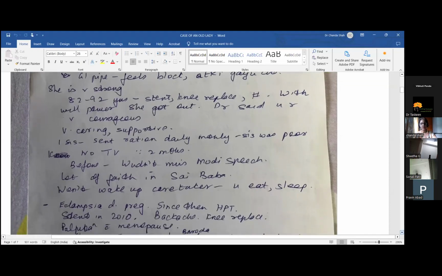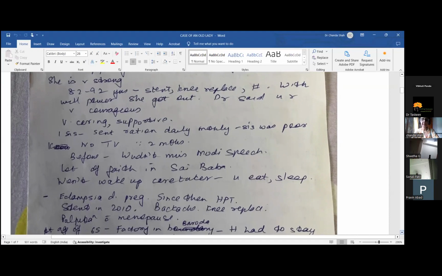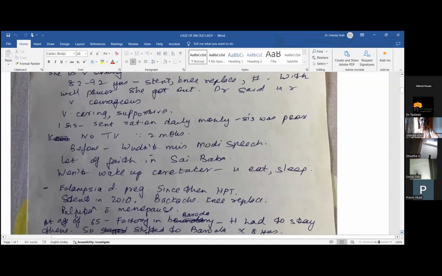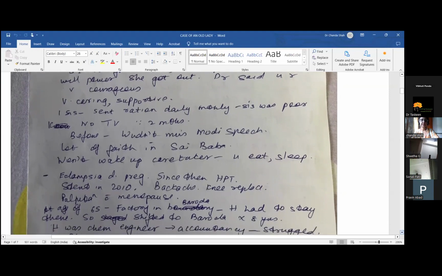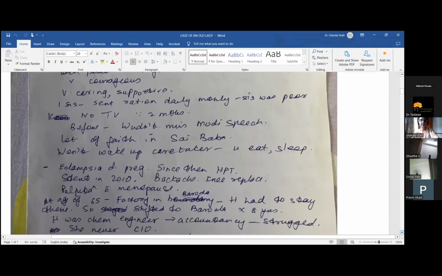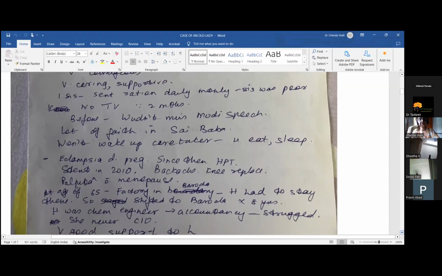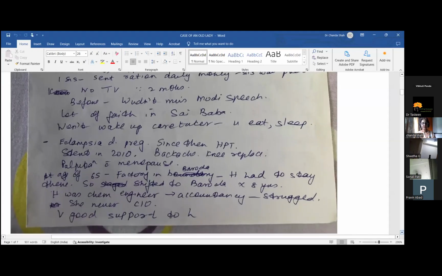Then she had eclampsia during pregnancy. Since then, she's got blood pressure. And she has a stent in 2010, backache, knee replacement, palpitations with menopause. Yeah. Then at the age of 65, husband had a factory in Baroda. So he had to stay there. Okay. So she shifted to Baroda for 8 years. Now at the age of 65, it's not easy to shift, no, but she did it. Husband was chemical engineer, accountant. So both of them struggled, okay, to settle in a new place. But this lady never complained, okay. There was very good support to her husband.